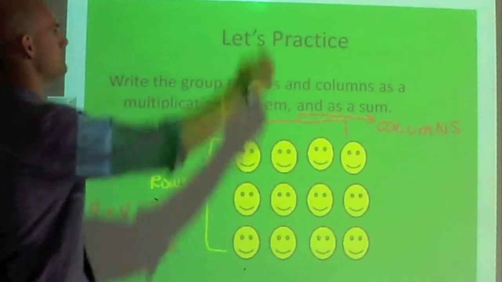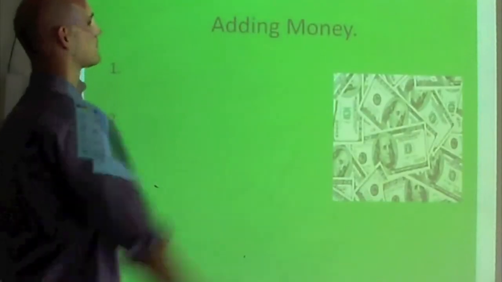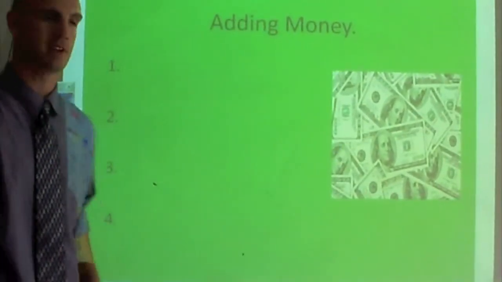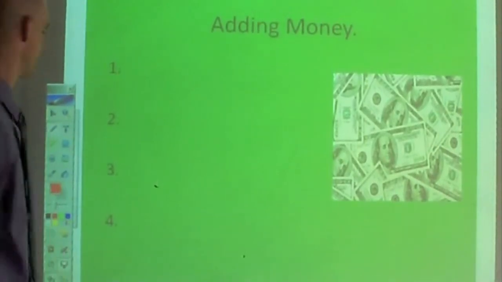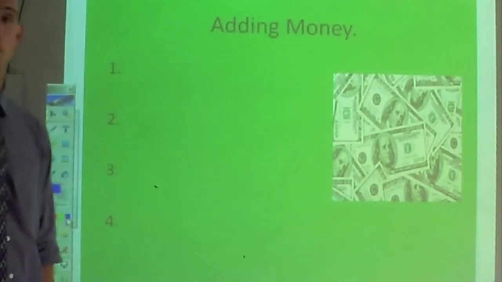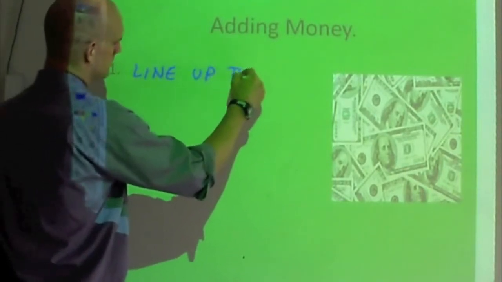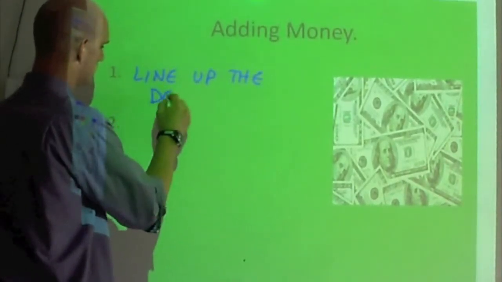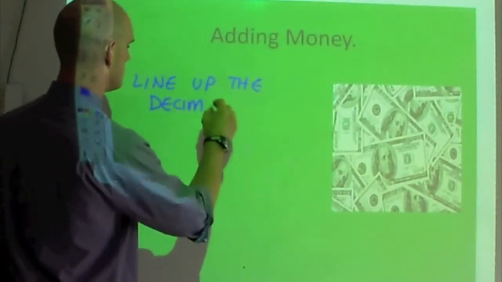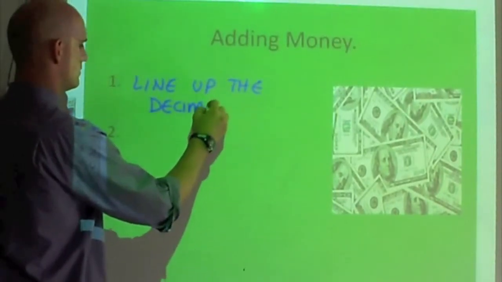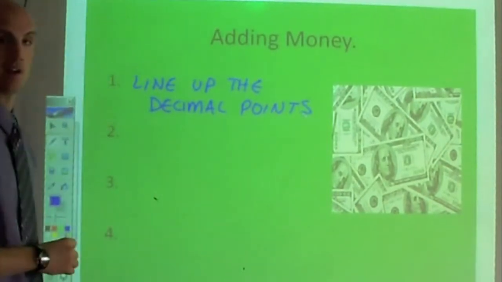The next skill that we're going to look at is how do I add money? Adding money has 4 steps. It's always a good idea if you see a numbered list when a teacher is teaching that you should write it down. Step number 1. For step number 1, I'm going to line up the decimal points. In step number 2, I'm going to add my zeros.